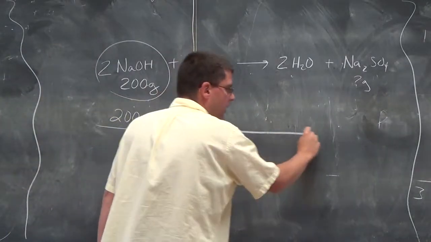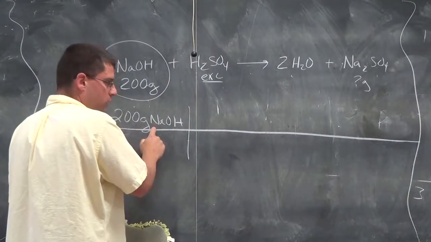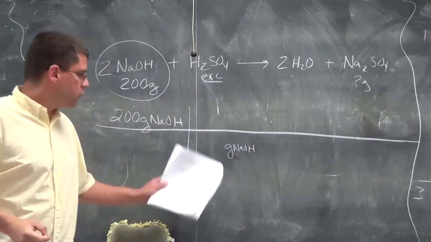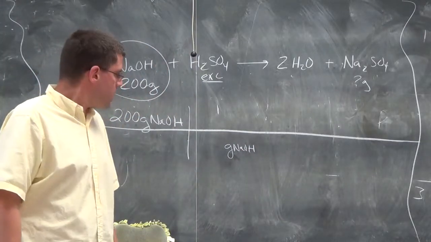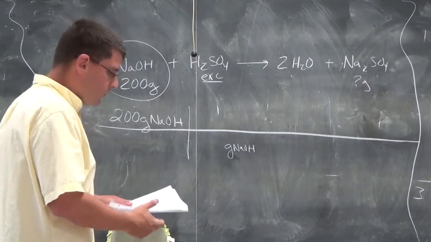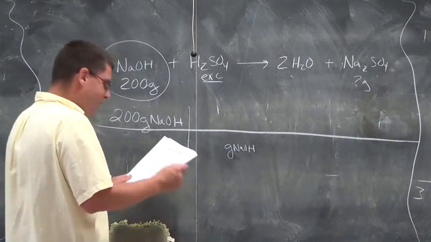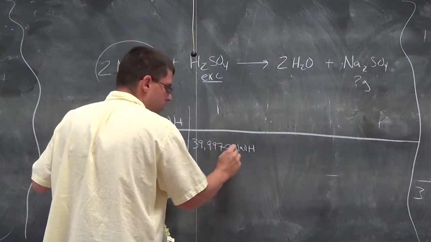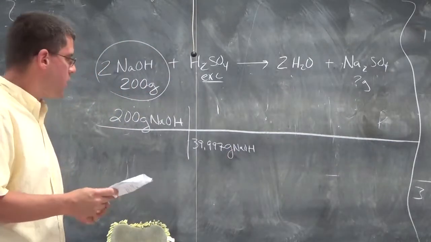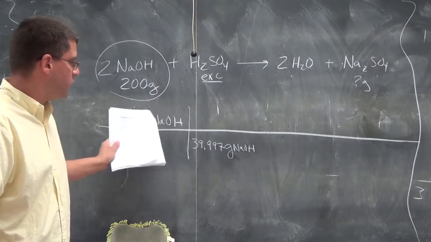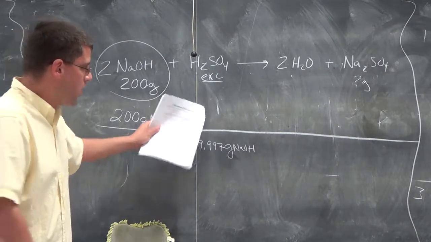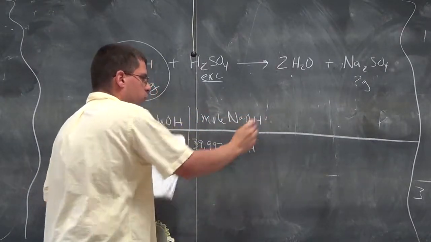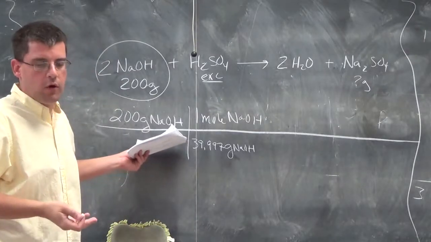Back to dimensional analysis. Here we go. What unit do I need down here? Grams of NaOH. Well, what do we know? Oh, the molar mass. You find the molar mass. The molar mass is 39.997 grams per mole of sodium hydroxide. So what's the equivalency here? We need to convert to moles. This is 1 mole of NaOH. So 1 mole of NaOH is that. This looks like a mole calculation.